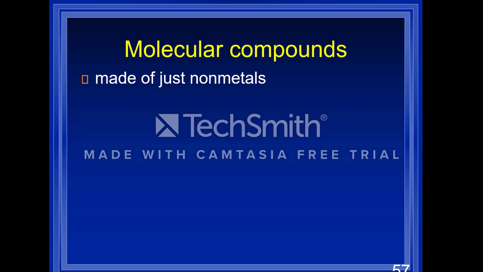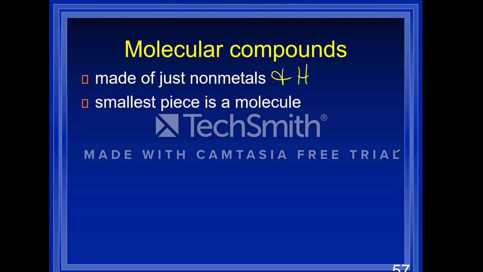So, how are we going to know that it's a molecular compound? Well, it's going to be made of just nonmetals, or nonmetals and hydrogen. These are the ones we've been drawing. We drew pictures of them for 3 weeks. Ones where they share electrons. Smallest pieces of molecule.